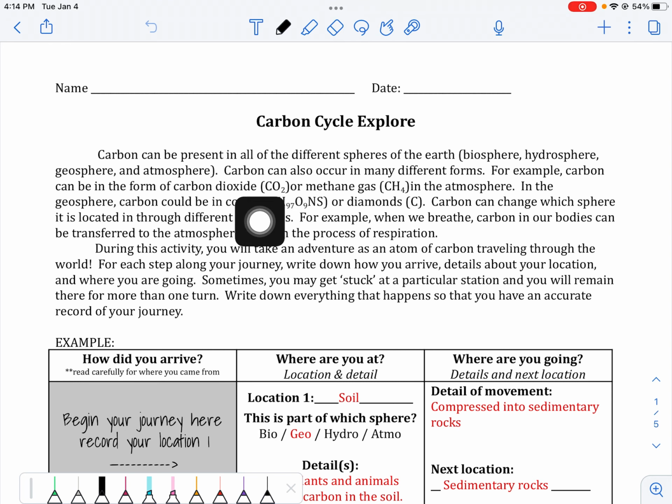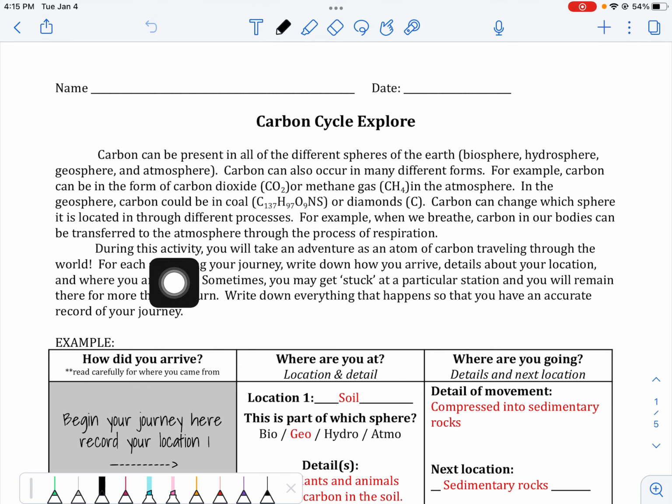That C there stands for carbon. In the geosphere, the rocks, the earth, carbon would be part of coal. You can see the molecule here for coal has a C, or diamonds, just straight up carbon. So carbon changes when it's in different spheres, becomes a different product available to thrive in those spheres. So for us, when we breathe, we have carbon in our bodies. We release it out in the form of CO2 through respiration. So this carbon's moving all throughout the spheres like we saw in that image.